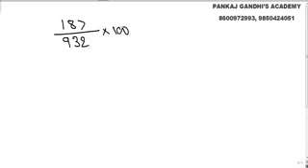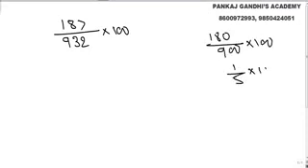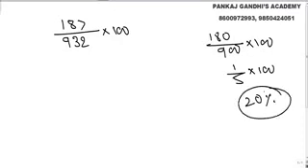Now let's say we are supposed to solve 187 is what percent of 932? We know it's very close, but how do we work it out? Look, if someone does 180 upon 900, it's 1 by 5, 20%. Very close to the answer, but how do we get the exact, accurate answer? Close to that is there.